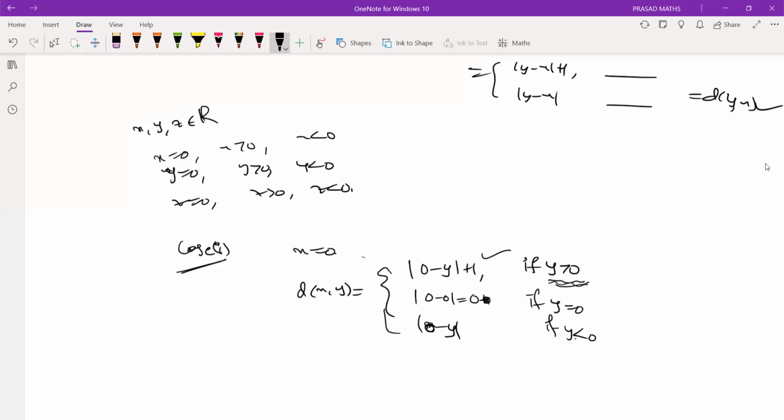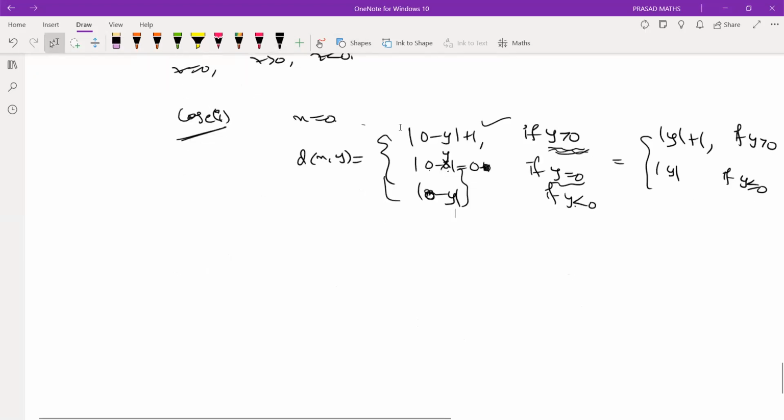This can be rewritten as mod of y plus 1 if y is positive. This is nothing but 0, that means mod y, because I'm assuming that y is less than or equal to 0. Therefore, this is nothing but mod y if y is less than or equal to 0, because this can be replaced by y now, because y equals 0. So in both cases, mod y equals mod minus y. Both are the same. Yes or no?